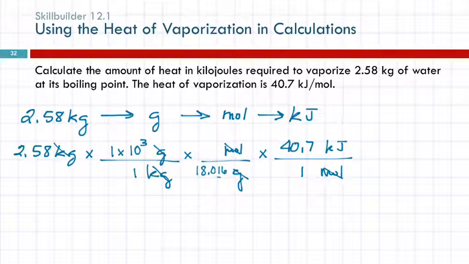And then we just do the math. 2.58 times 1 EE3 divided by 18.016 times 40.7. How many sig figs should that have? 3. So that's going to be 5.83 times 10 to the 3rd kilojoules. Any questions?